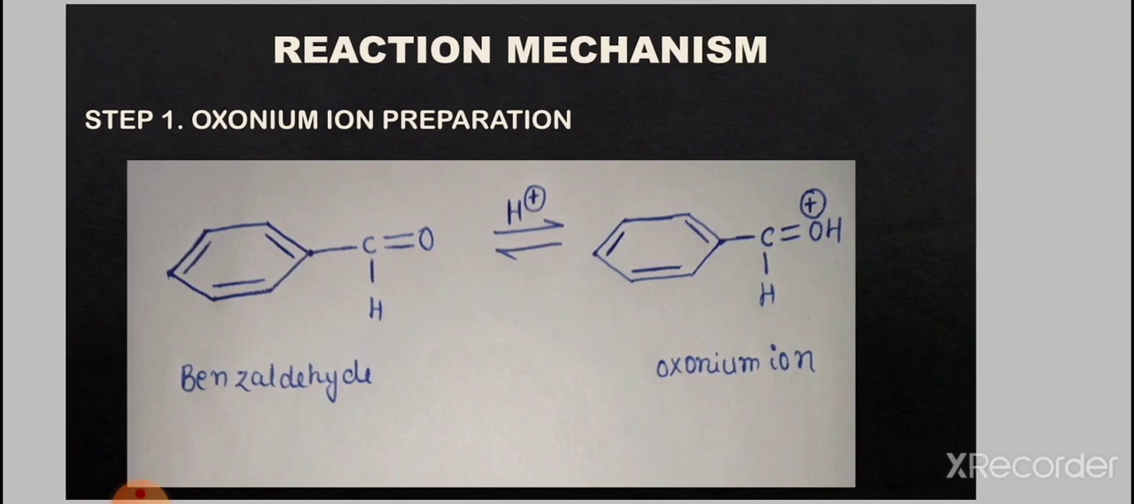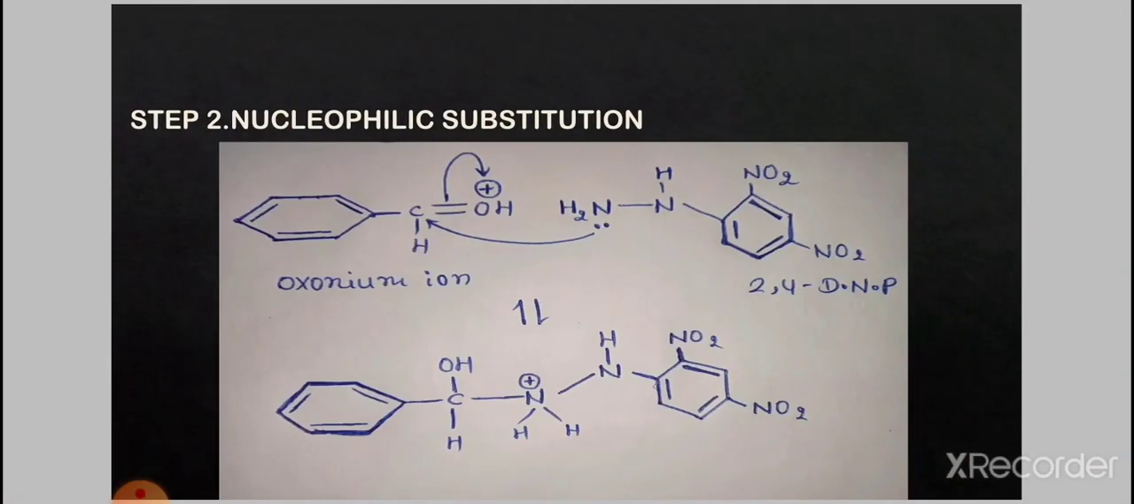Now what is the second step? The second step is nucleophilic substitution. The lone pair of nitrogen of 2,4-DNP will attack the carbon of the oxonium ion. After that, the bonded electrons will transfer onto O positive. After that, a nitrogen positive compound will be produced, we can see on the screen.